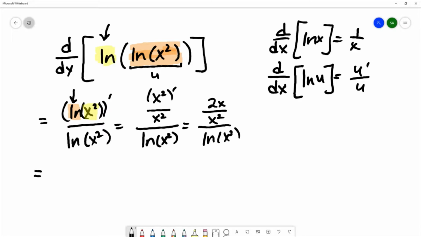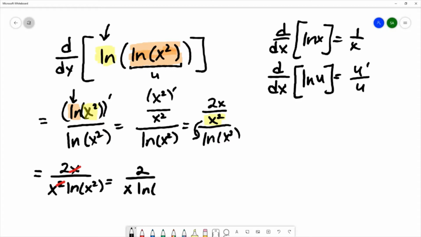And then I can rewrite this as 2x over x squared natural log x squared. So basically I'm taking this fraction and moving it down to the denominator. So I got the derivative of natural log x squared to be 2x over x squared natural log x squared, and this I can simplify more. I've got a factor of x on both the numerator and denominator, so I can write this as 2 over x natural log x squared.